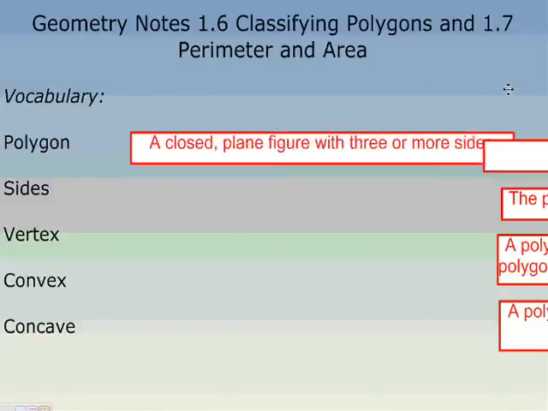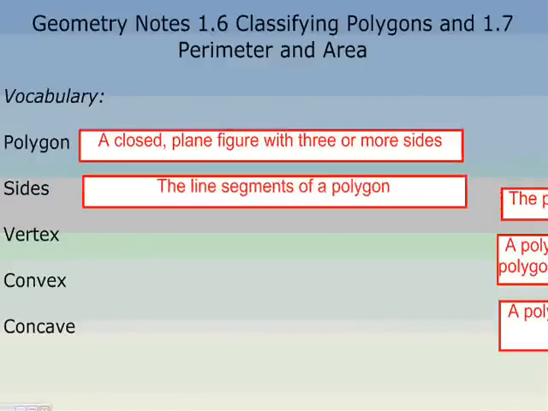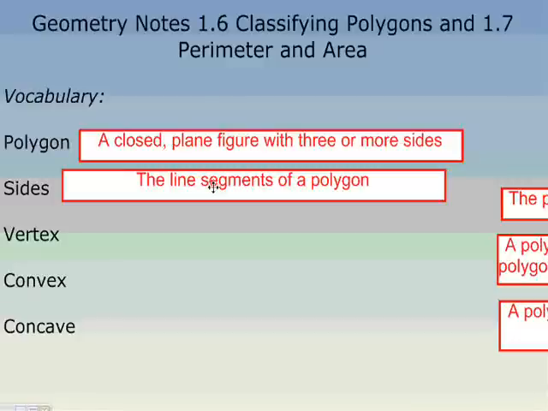So, a polygon is a closed plane figure with 3 or more sides. Closed meaning that all of the line segments intersect with each other. Plane meaning that it lies within a plane. And I'm pretty sure you know what 3 or more sides means. Those sides are line segments. If they are line segments, that means they're straight. So there cannot be any curved sections of your polygon. If it's got curved sections, it is not a polygon.